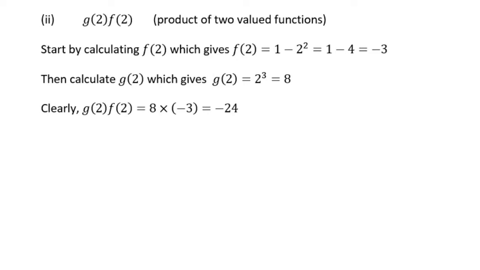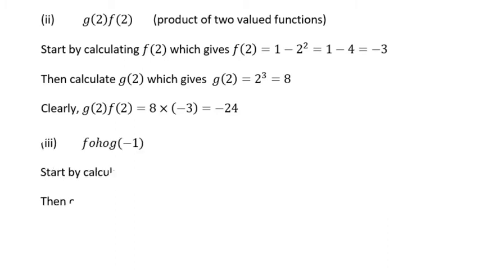Then, first thing, we calculate g of 2, which will give us g of 2 equal to 2 raised to the power of 3, which is equal to 8. And f of 2 already is calculated as 1 minus 2 squared, equal to 1 minus 4, equal to minus 3. Clearly, g of 2 multiplied by f of 2 will give us 8 multiplied by negative 3, which will give us negative 24.